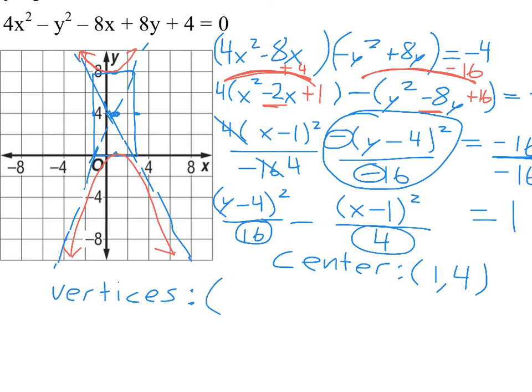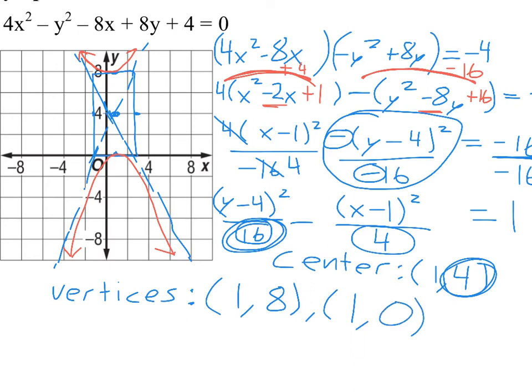Okay, so this was vertical because the y is positive. So that means we're going to change the y coordinate. So what's the a value? The a value is 4. So from this 4, we're going to add 4 and subtract 4. So 4 plus 4 is 8. And the other one, 4 minus 4 is 0. So again, we just take the center and we change the y.